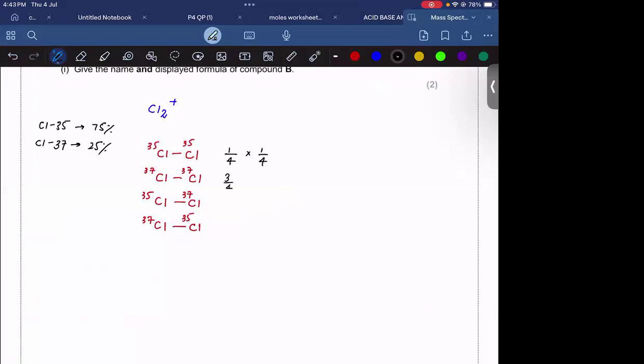So 3/4 into 3/4. Then again, this is chlorine 35, I'm going to write 3/4, and this is 37, I'm going to write 1/4. Then 37 is in the first, so this is 1/4 and this is 3/4. Let me solve. 1 into 1 is 1, 4 into 4 is 16. 3 into 3 is 9, 4 into 4 is 16. 3 into 1 is 3, and 4 into 4 is 16. This is 3 into 1 is 3, and 4 into 4 is 16.